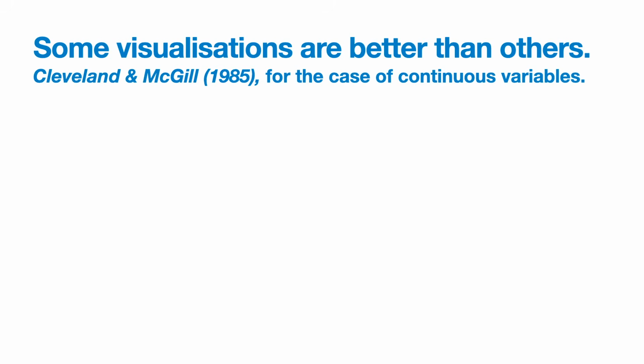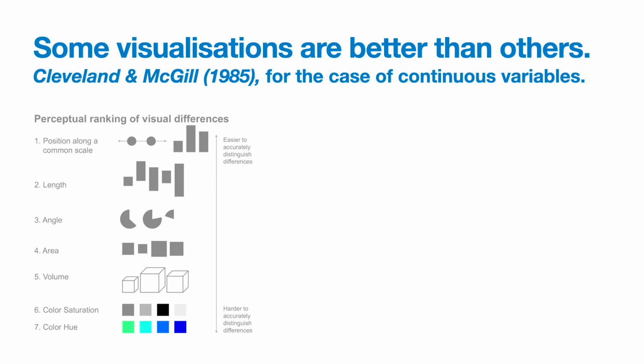These 2 guys, Cleveland and McGill, in the mid-80s, did a very extensive study on all the ways you can visualize continuous variables, so numbers like sepal width, and studied in randomly selected people how well they are able to judge, by visually looking at these plots, differences between different data points as accurately as possible. And they came up with this very famous textbook depiction that tells you the best way to rank visual differences is by doing something at a common scale.